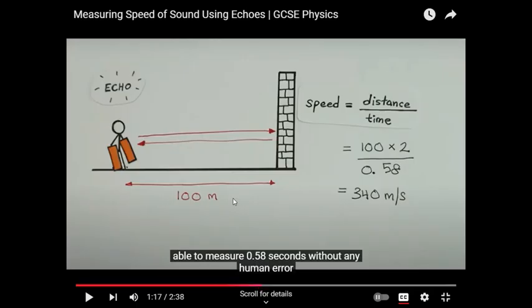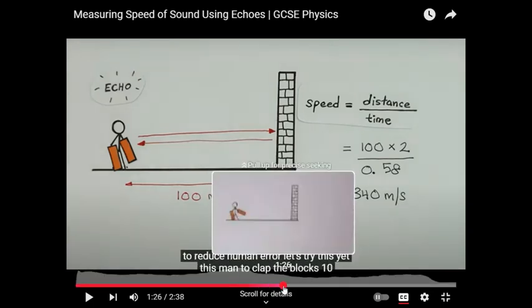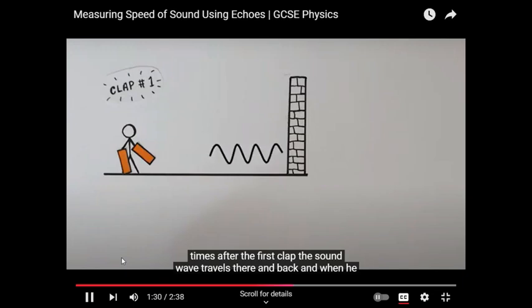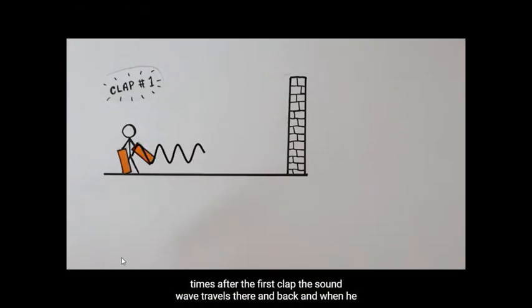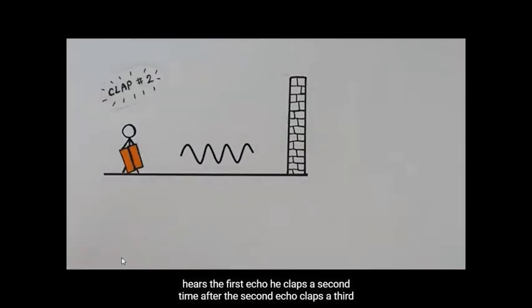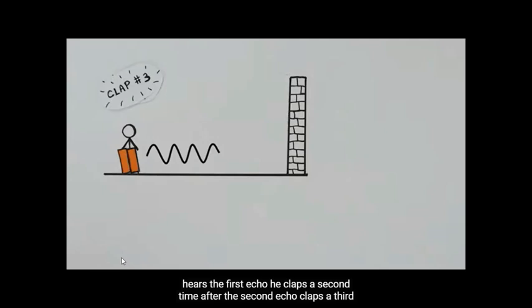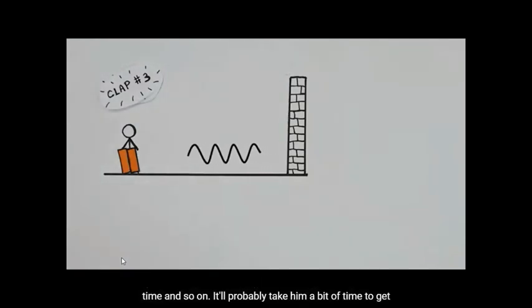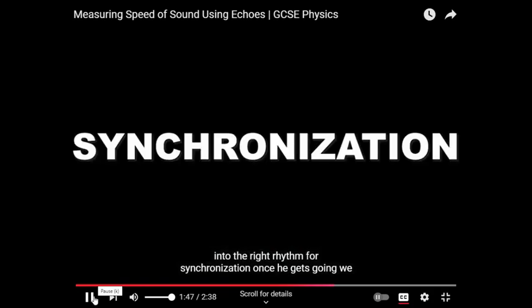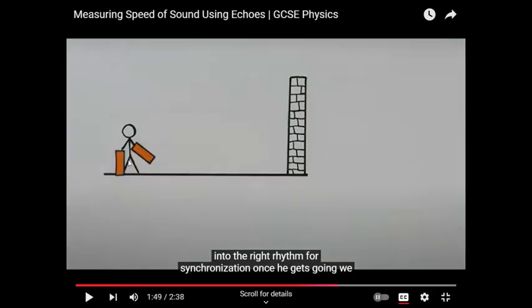The idea is what's called period echo clapping. So we're going to look at clapping the blocks 10 times. After the first clap, the sound wave travels there and back. And when he hears the first echo, he claps a second time. After the second echo, claps a third time, and so on. It'll probably take him a bit of time to get into the right rhythm for synchronization. So you end up tuning it so you're clapping in sync with your echo.